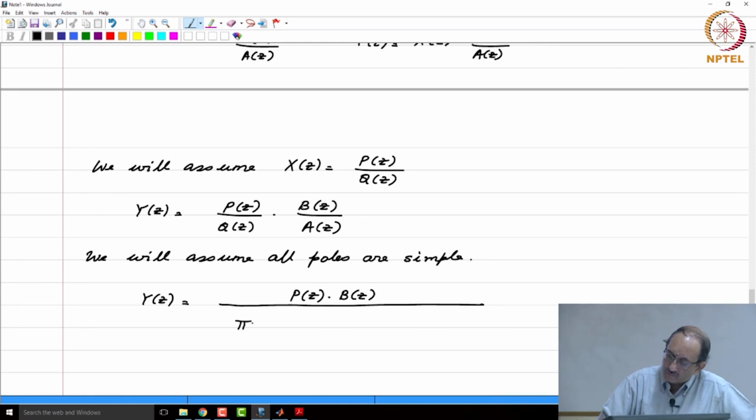So, this is product k going from 1 to n suffix x. These are the number of poles contributed by q of z. So, this is 1 minus psi k z inverse. This is the polynomial q of z factored into its roots, and we have the other part. So, this is k going from 1 to n suffix h times 1 minus p k z inverse.